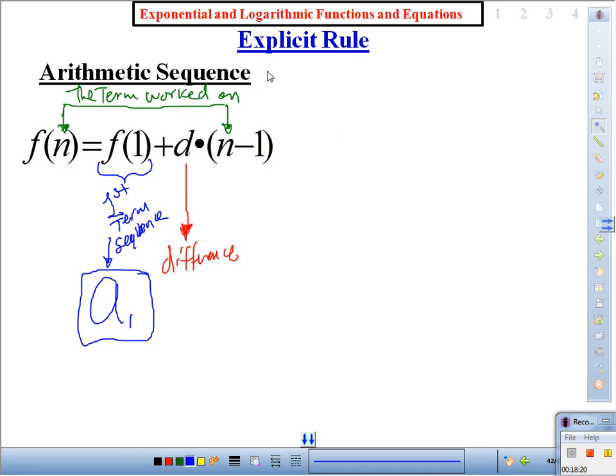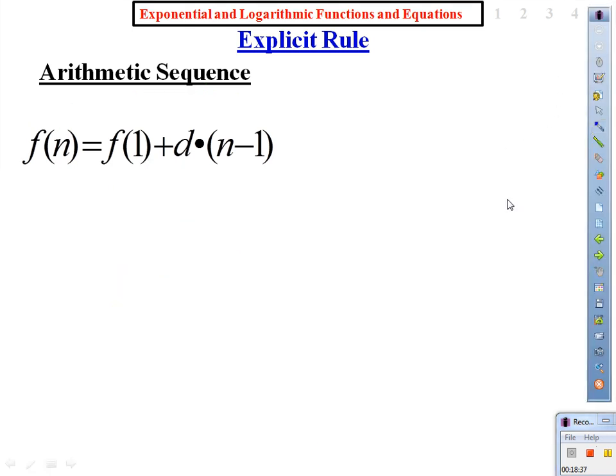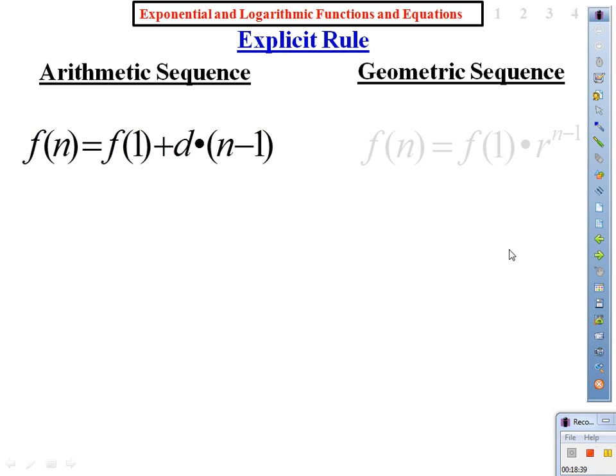Now let me give you the explicit rule for geometric sequence. Here it goes. F of n equals f of 1 times r to the n minus 1 power. Once you copy that, label each part and talk it over with your neighbor. Let them know what each part means. Copy that and I'll give you some time.